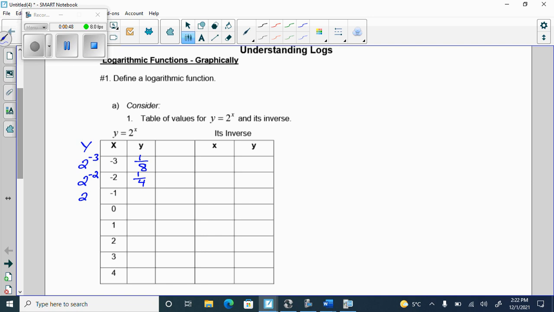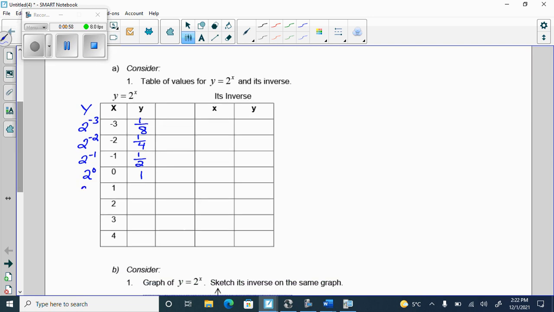This would be 2 to the negative 1, which is a half. This would be 2 to the power of 0. What's anything to the power of 0? 1. This would be 2 to the 1, which is 2. 2 to the 2, which is 4. 2 to the 3, which is 8. 2 to the 4, which is 16.